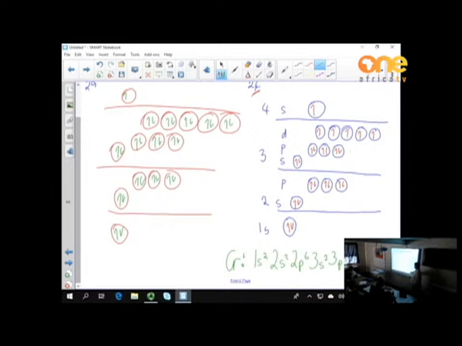For this, maybe 2 marks. It's not all that difficult, it's just something new. If I said to you, give the spd notation of chlorine, it's got 17 electrons: 1, 2, 3, up to 17. So for chlorine, the spd is going to be 1s2, 2s2, 2p6, 3s2, 3p5. There we go.